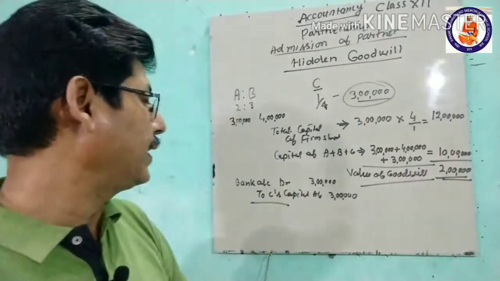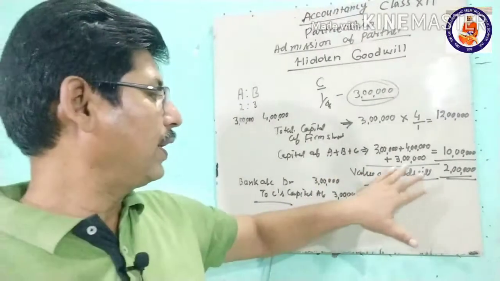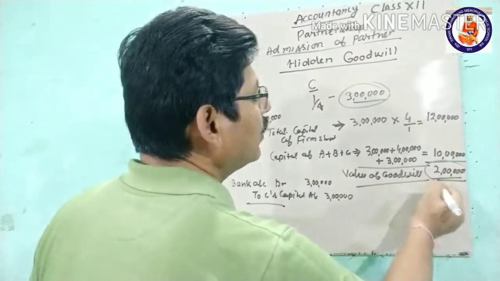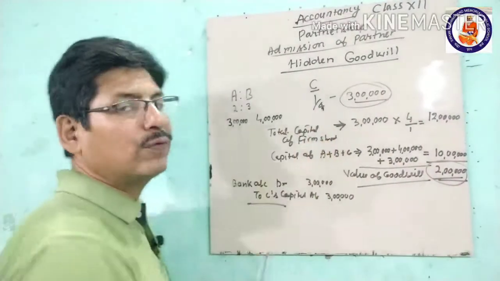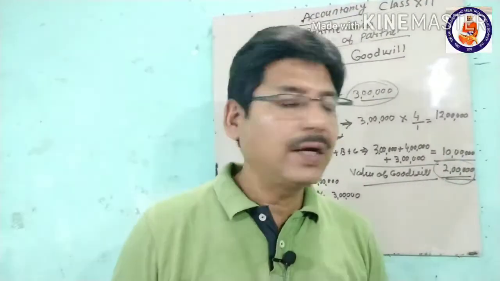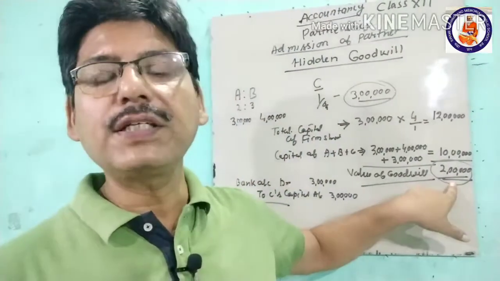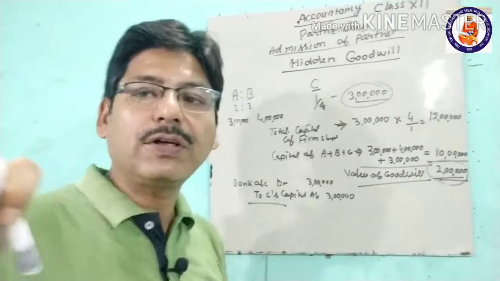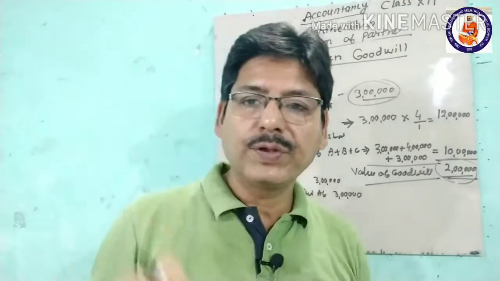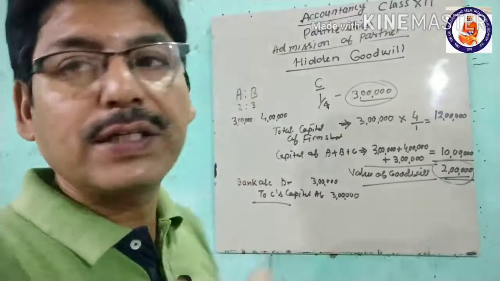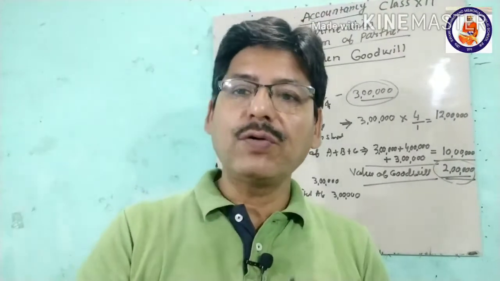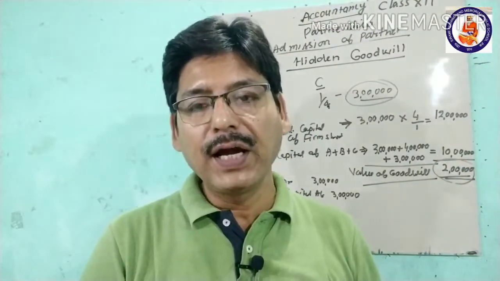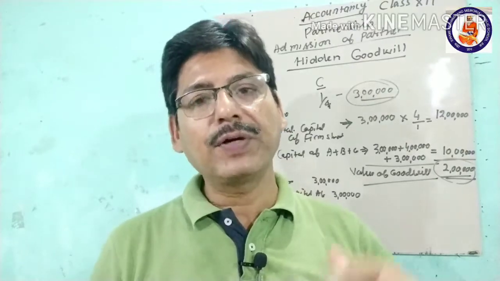Now the second thing is his share of goodwill. 2 lakh rupees is the total goodwill of the firm, and he is taking a 1/4 share. So how much should he bring? 1/4 of this 2 lakh, that is 50,000. This amount of premium he should bring, but he is not bringing it, so his account will be debited. As we have already studied, if the person doesn't bring the amount of premium, his account is debited.